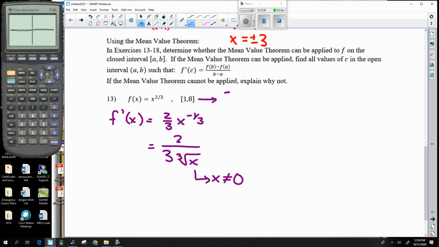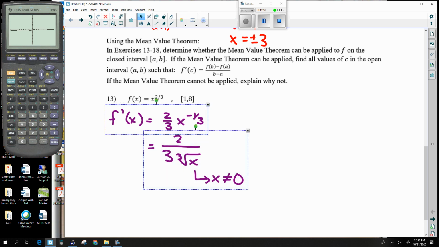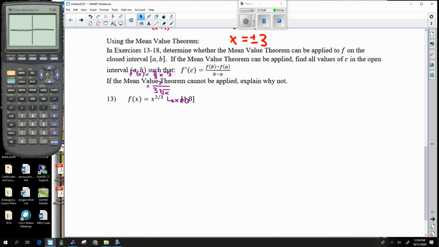Now, if this interval were something like -3 to +4, something in which 0 would fall, then you can't use the mean value theorem. However, this is from an interval from 1 to 8, so the mean value theorem is back on the table. It's all good. Again, it has to be continuous on the closed interval and differentiable on the open. What I was just testing is, is this indeed differentiable on the open? And yes, it is. The only point that is off the table is if there were a 0 in the interval itself.